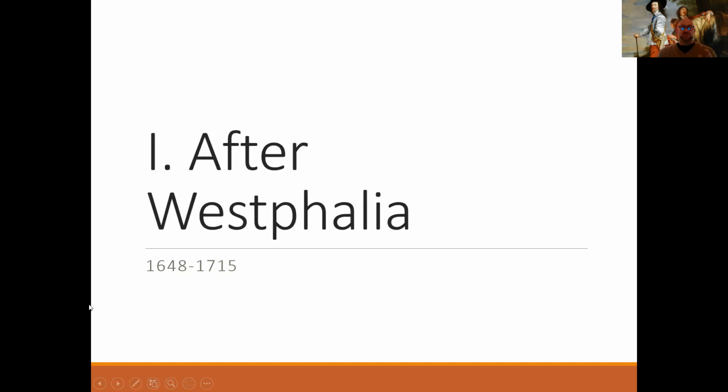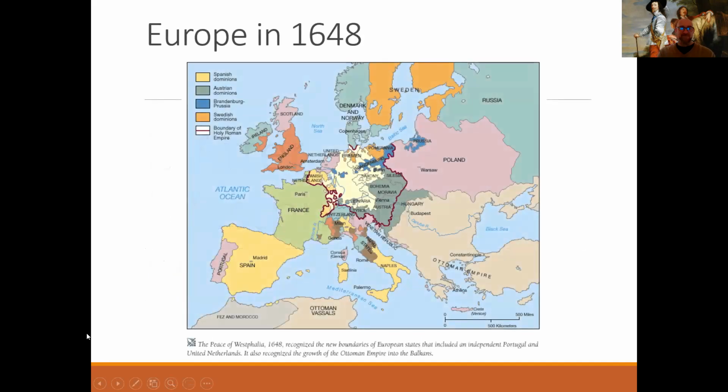The first part of the lecture is going to talk about, in general, what happens politically speaking in Europe after the Treaty of Westphalia is signed in 1648. We'll show you a map here to begin. Again, at the end of the war, for the most part, nobody really won the 30 Years' War. If anybody did, it was probably France, because France has its borders enlarged slightly at the end of that war.